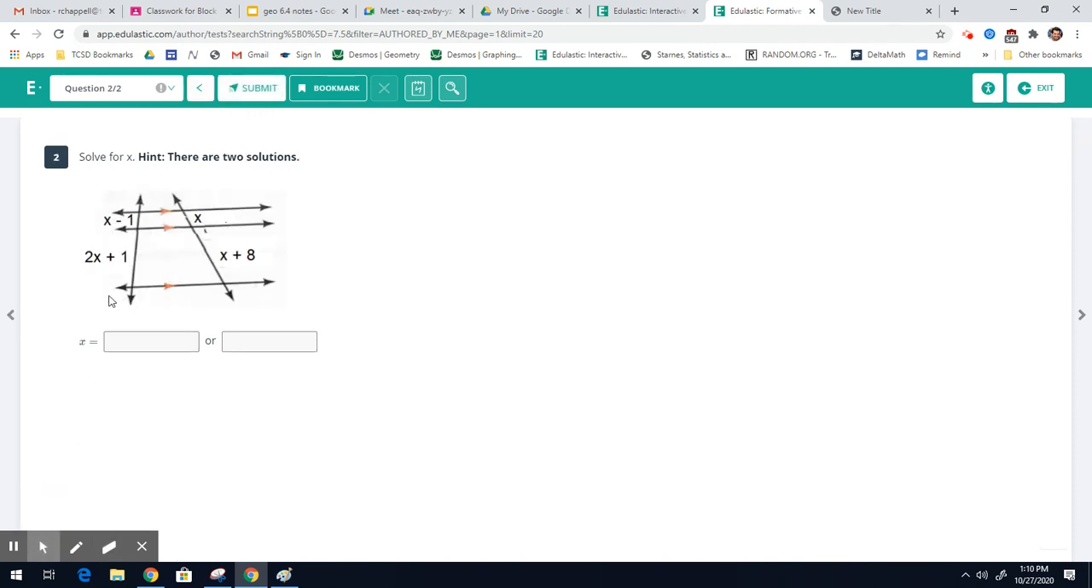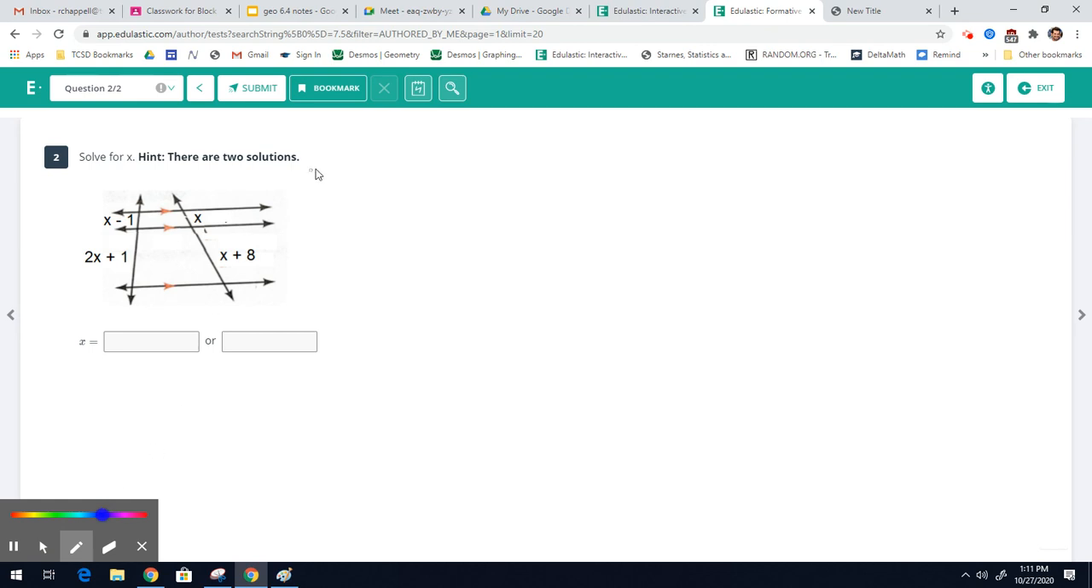So here we go. This is that 3 parallel lines idea. It says solve for x. Again, hint, there are 2 solutions here as well. Again, not always 2 solutions, but with quadratics, the x squared means 2 possible solutions. So when I do this problem, these are my parallel lines, go top to bottom.